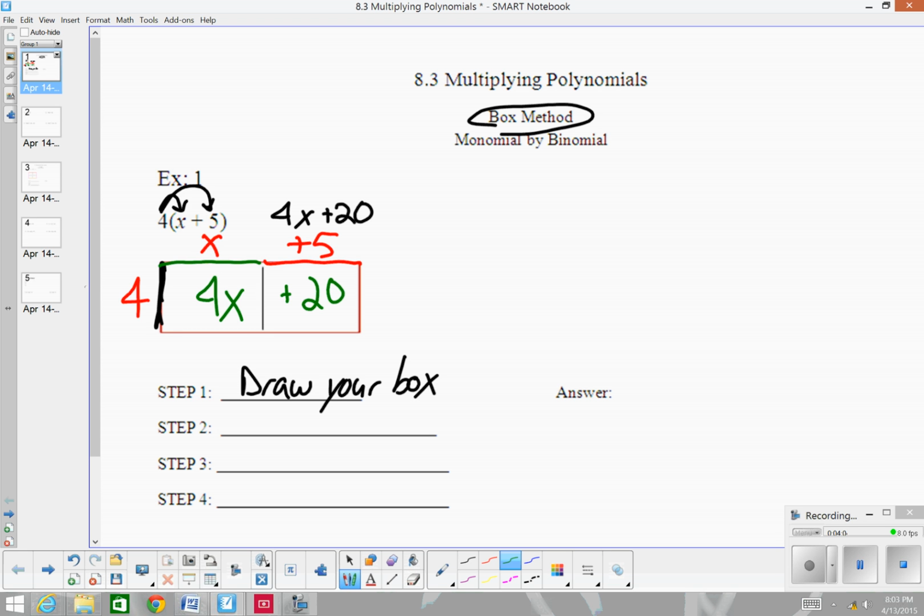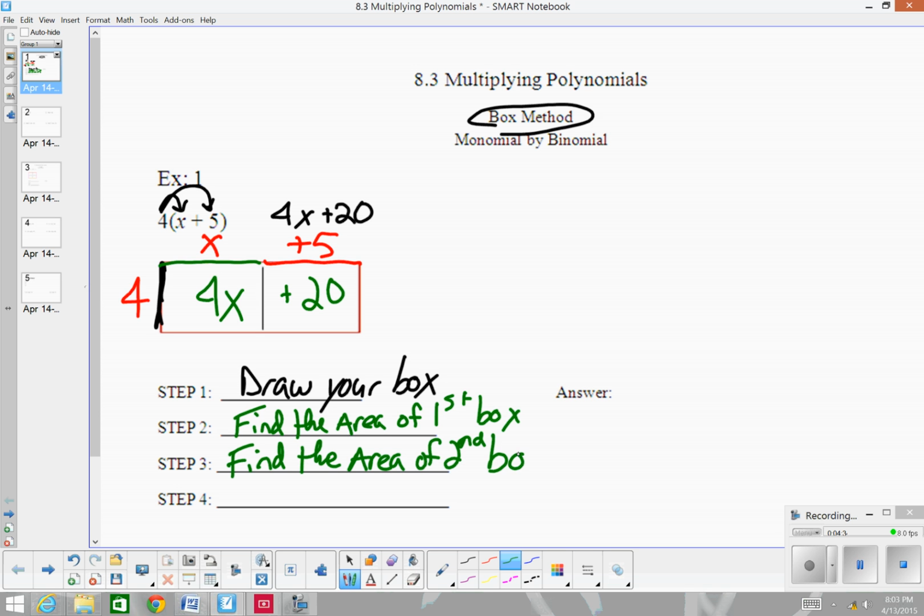So my second step was to find the area of the first box, which is the 4x. The third step is to find the area of the second box. If there's another term, which I'll get into in the next example, you could just find the area of the third box and so on and so forth. So you're just finding the area of the next box. And then the final step is to write your expression. Now your expression is what's inside the boxes, and right now I can't combine those like terms, so my answer is simply 4x plus 20.